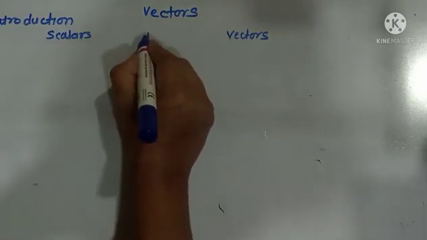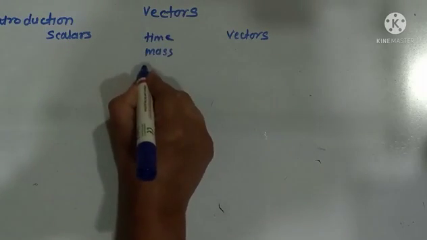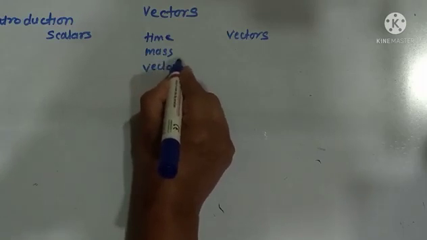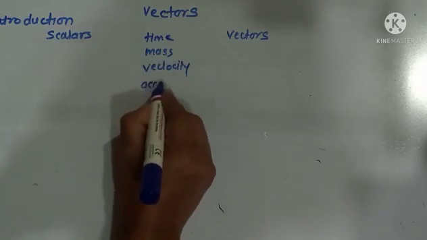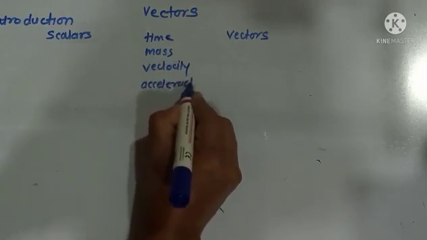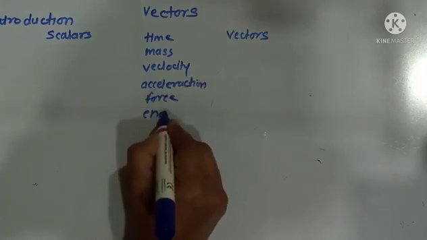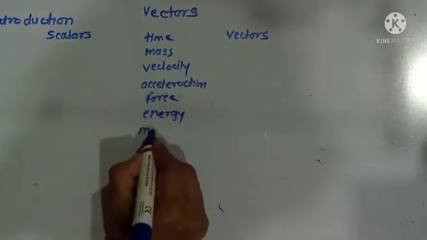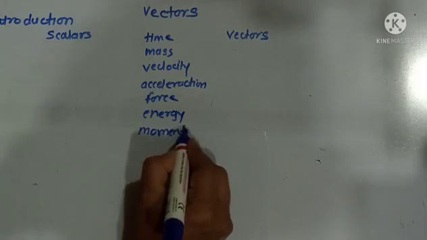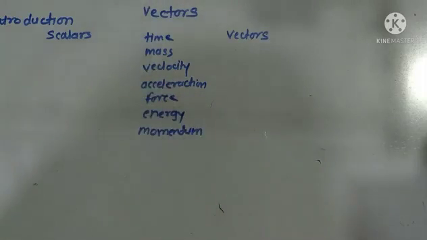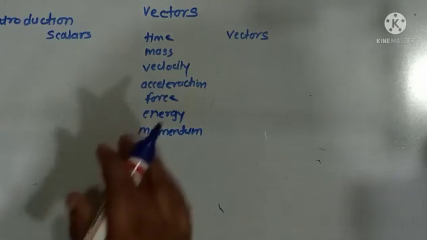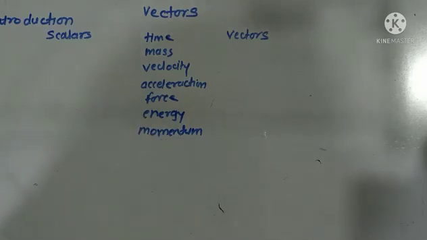For example, when we measure time, mass, velocity, acceleration, force, energy, momentum. So what we measure, what we want to calculate in physics, these are called physical quantities. Now out of all these physical quantities, some are scalar quantities and some are vector quantities.